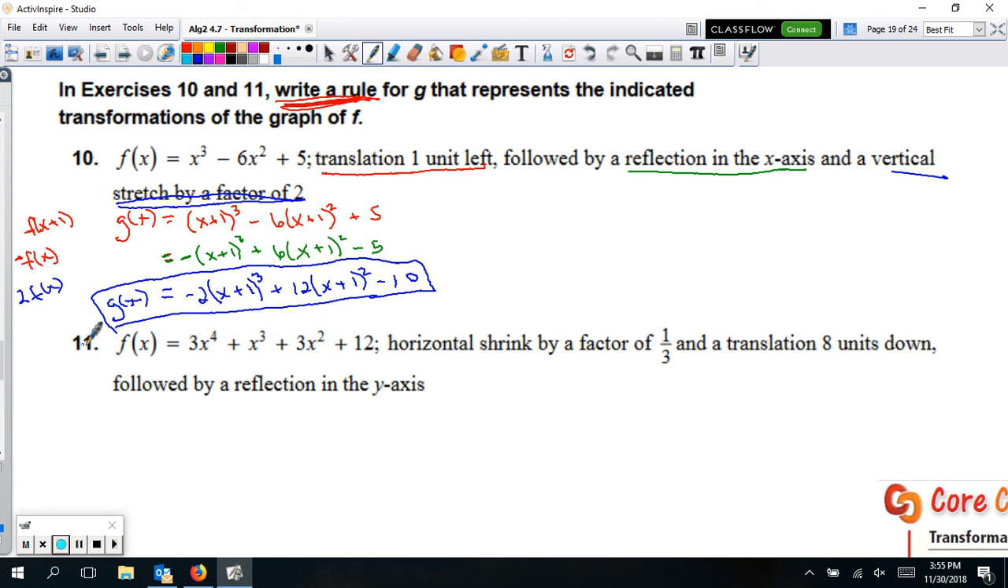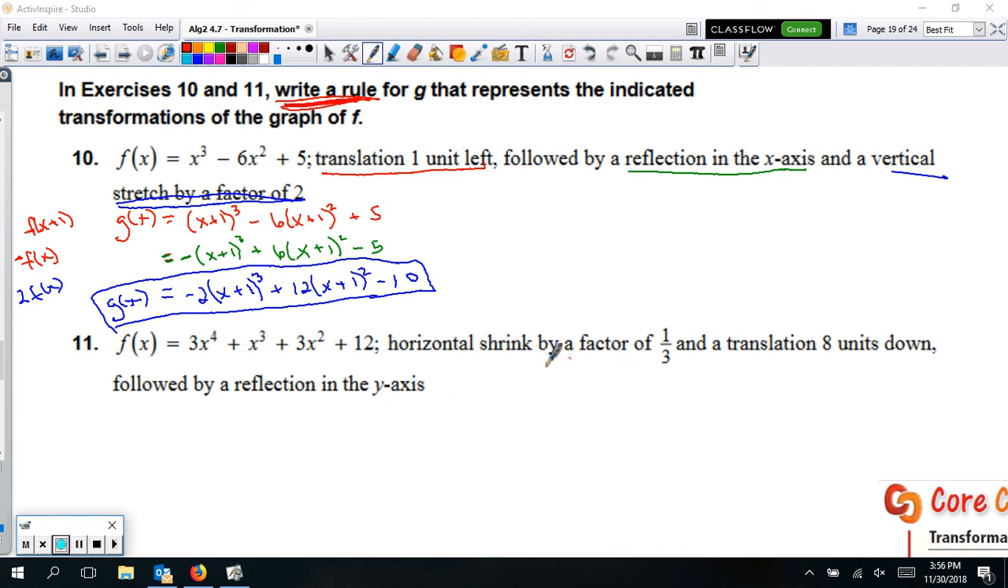Okay, so now that you saw me do that one, try to pause the video and try to do number 11. See if you can do the same thing for number 11. There's going to be 1 horizontal shrink, and then there's a translation 8 units down, and then the last one is a reflection on the y-axis. So use that core concept there on page 108. Try to do that. See if you can get the right function at the end, and then push play again and see if you got the answer correct.